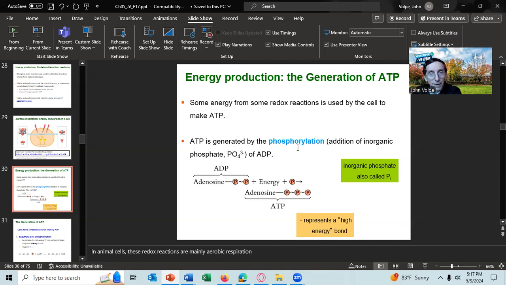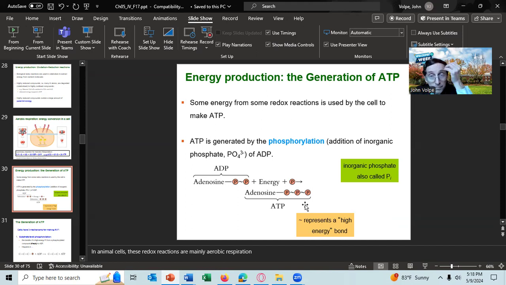We don't have phosphate. Oh, there it is. Phosphate shown right there. So to make ATP, we have ADP, that's adenosine diphosphate with 2 phosphates attached, plus energy. And then the third phosphate group is attached to make adenosine triphosphate, ATP, and that's adenosine with 3 phosphates attached.